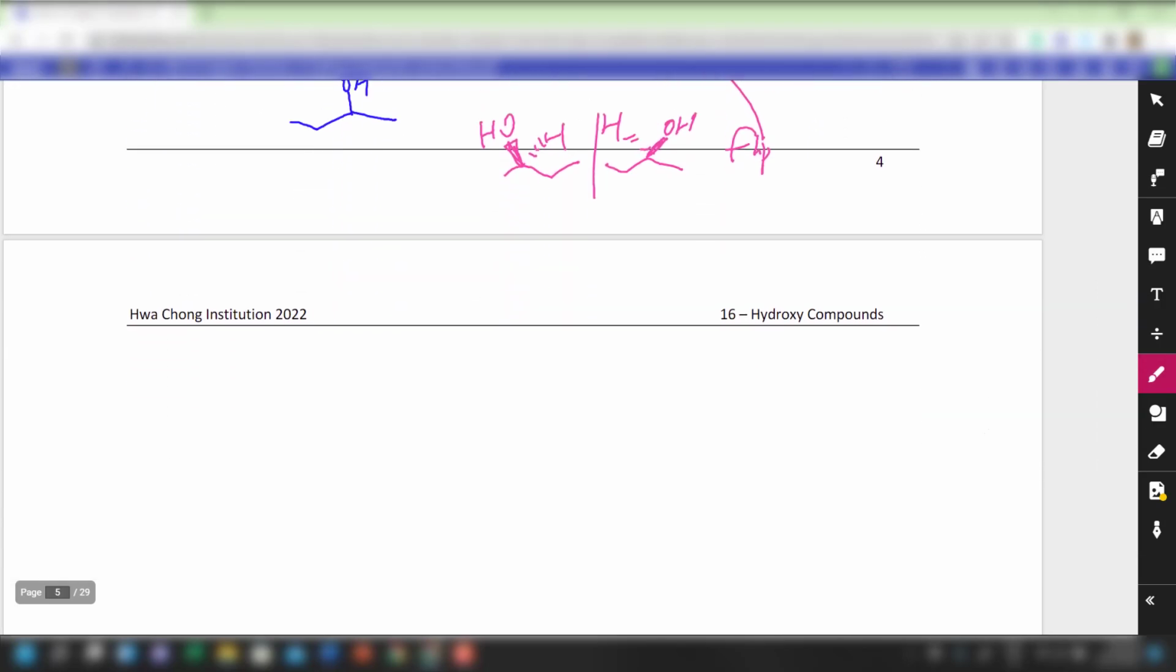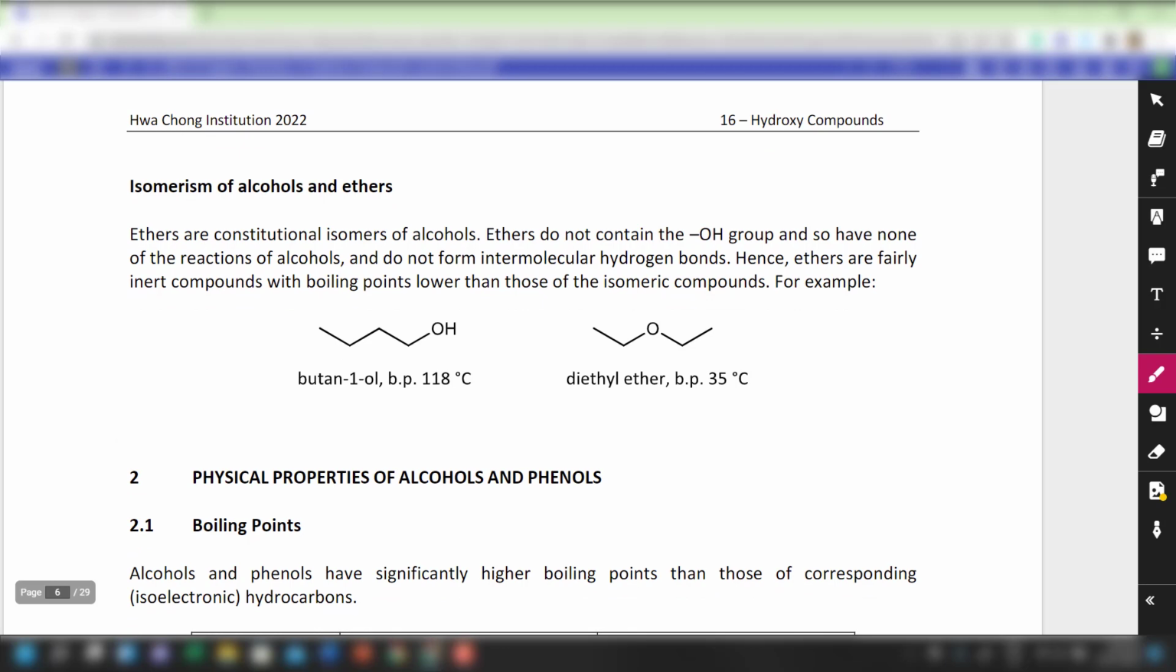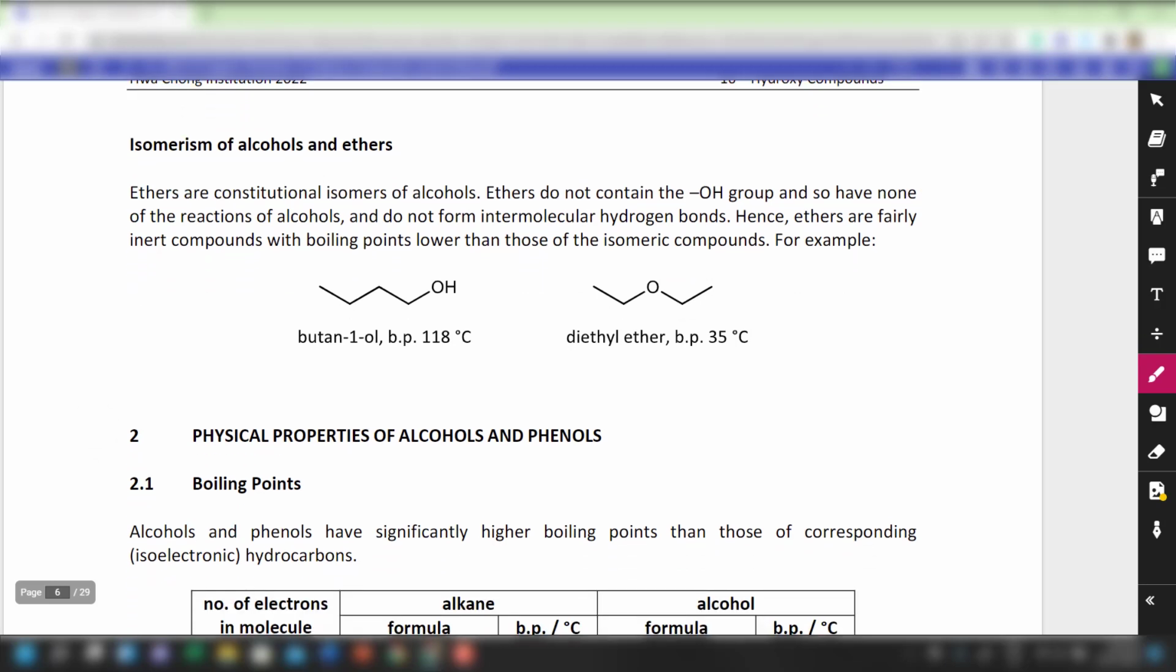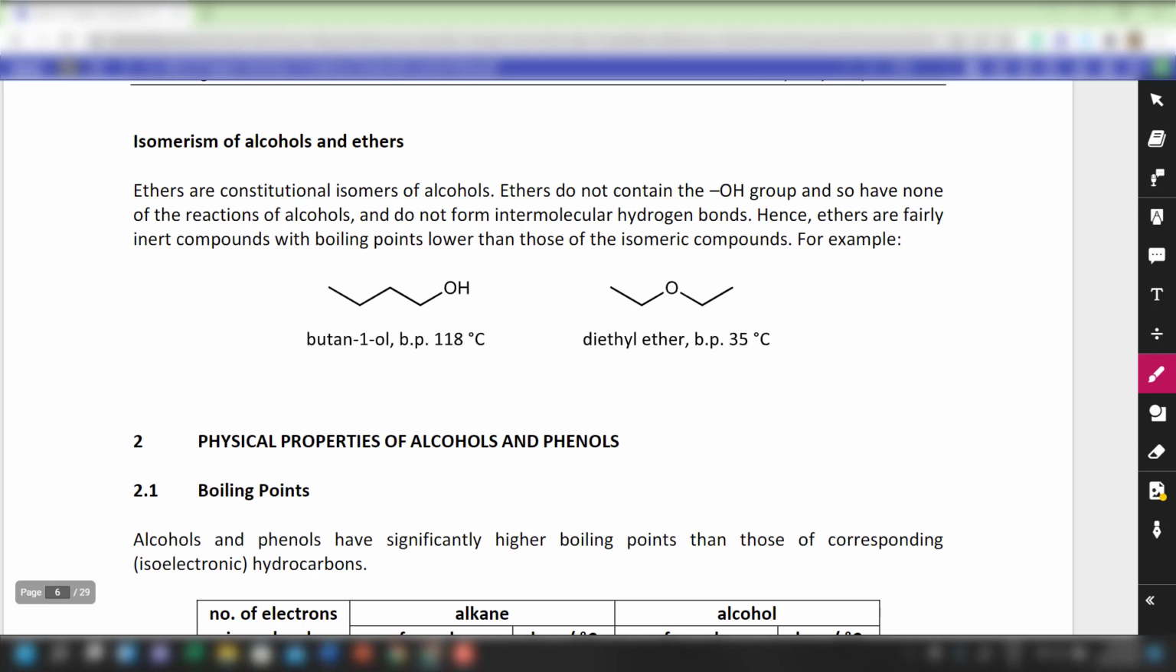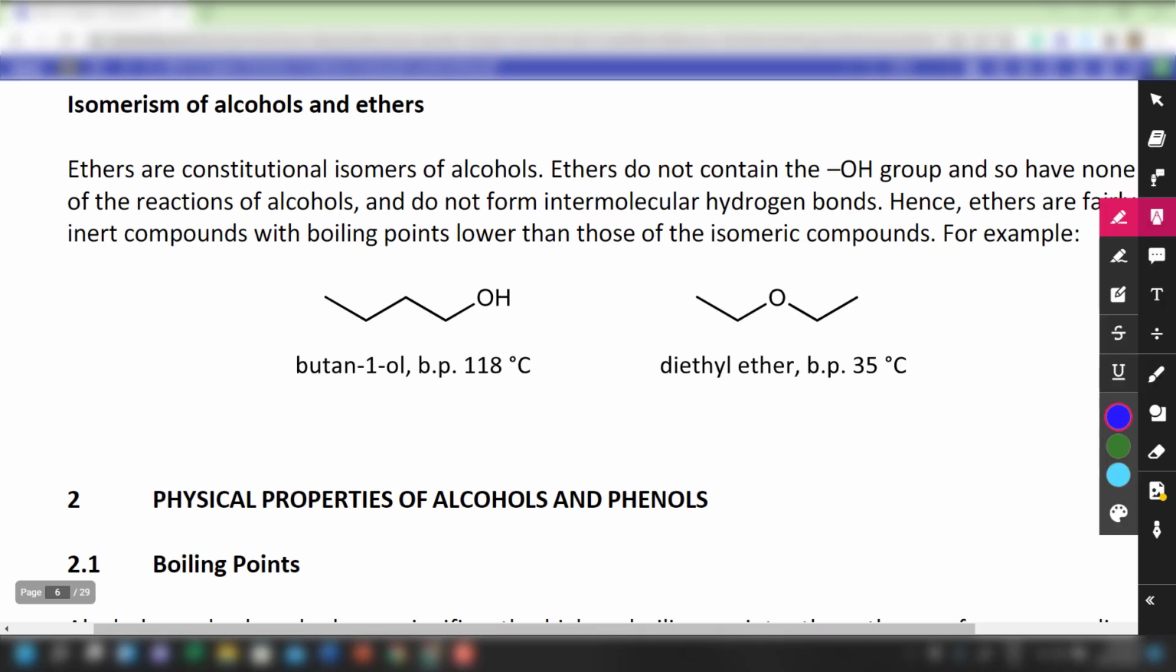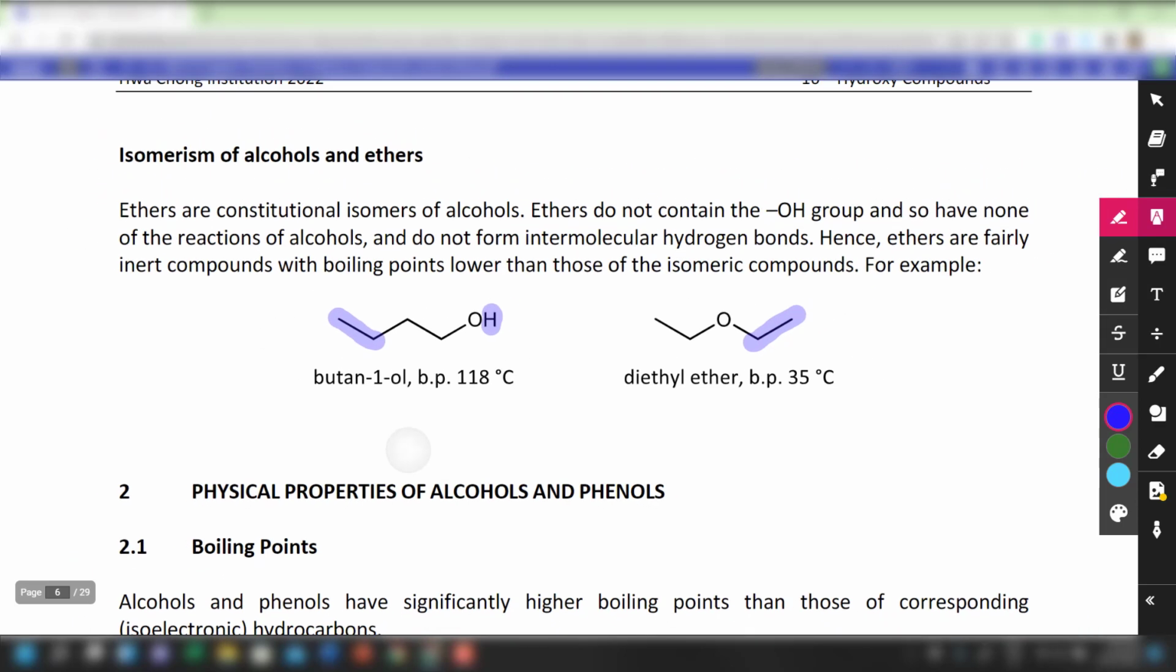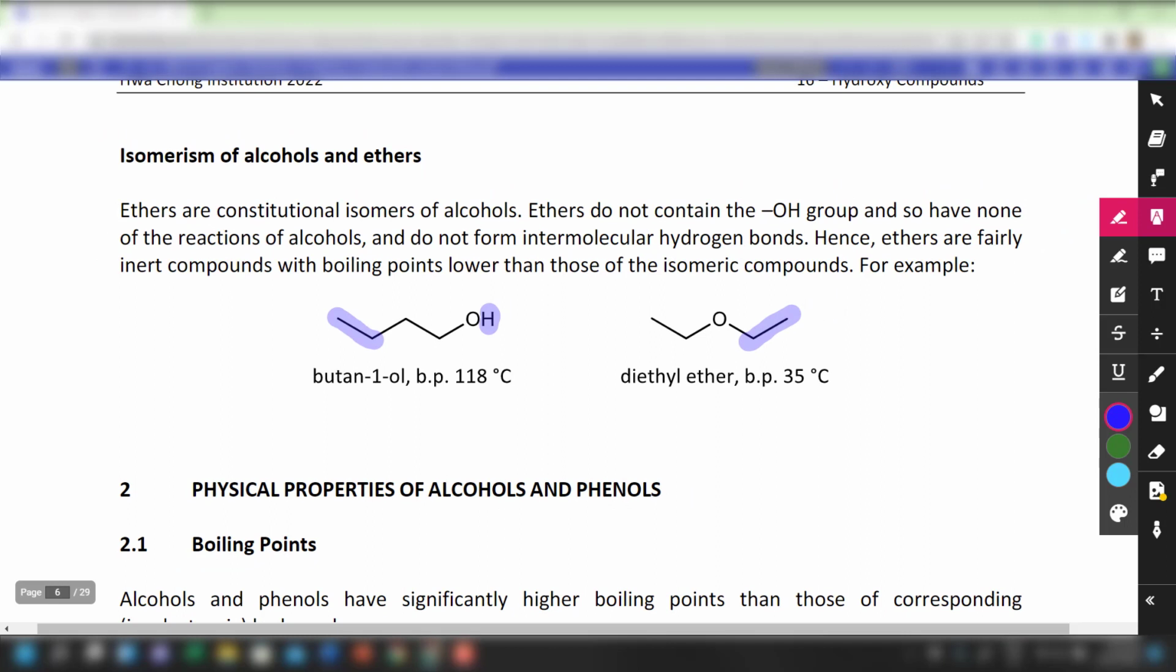Okay, it's an empty page, so we'll move on to functional group isomerism. One of the things you need to take note of is that when we have an alcohol, we can swap the H and another alkyl group. For example, butan-1-ol: if I swap the H with this ethyl group, this is what I'm going to get. When we do that, we have a new functional group known as an ether. That's why it's written here that ethers are constitutional isomers of alcohols.